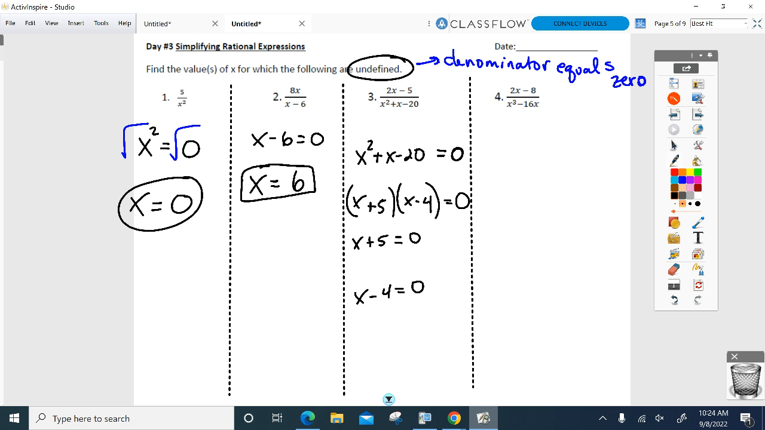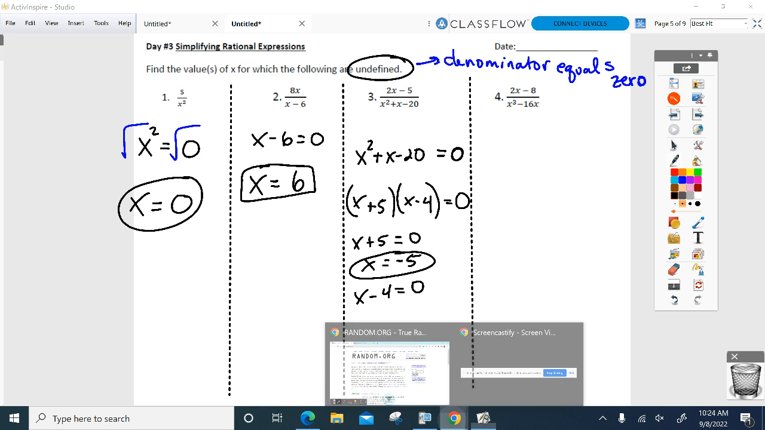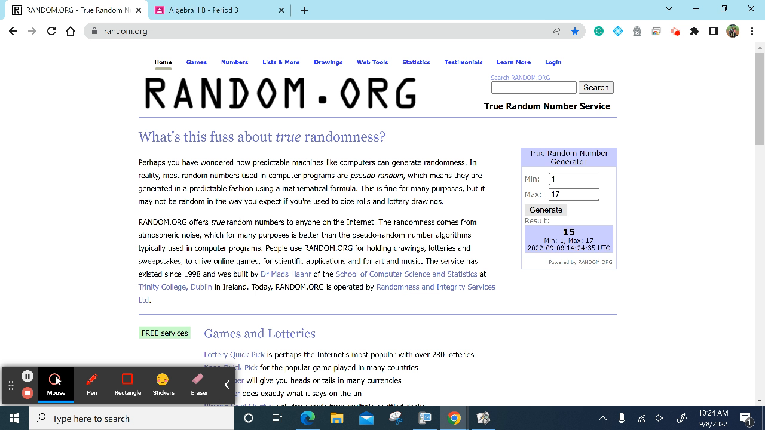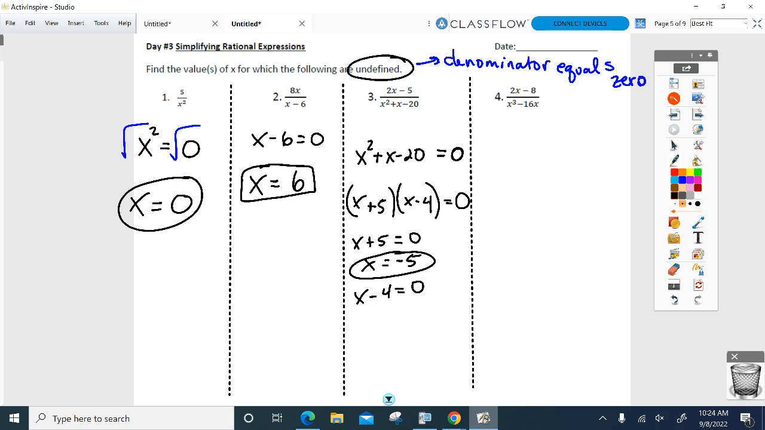Here we go. X plus 5 equals 0. What's your value of x? How do you move the 5 over? Okay, so what's my answer? Negative 5. There's one possible answer. And what about another possible answer? If x minus 4 equals 0, x equals 4, maybe.